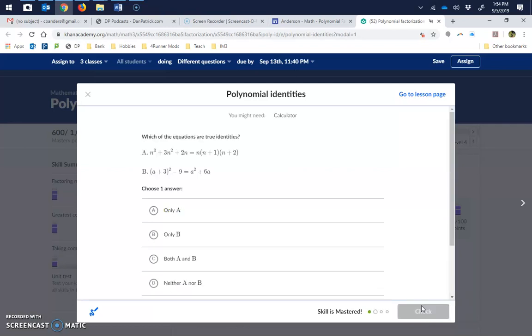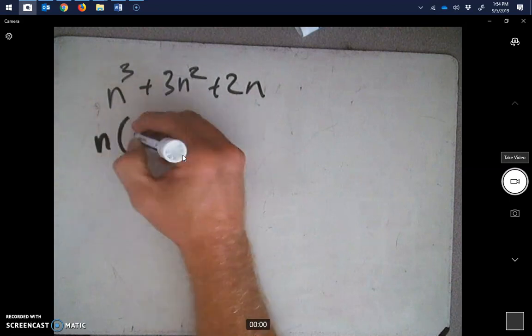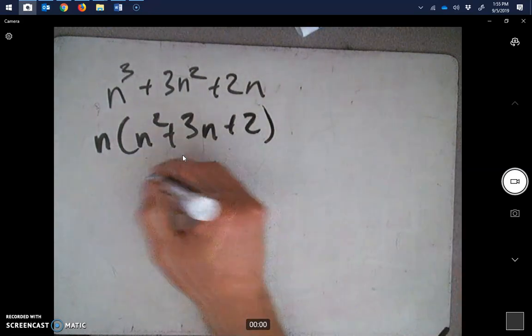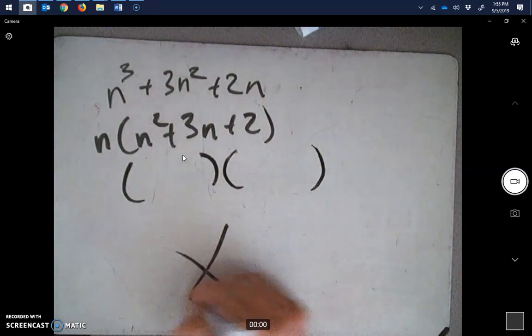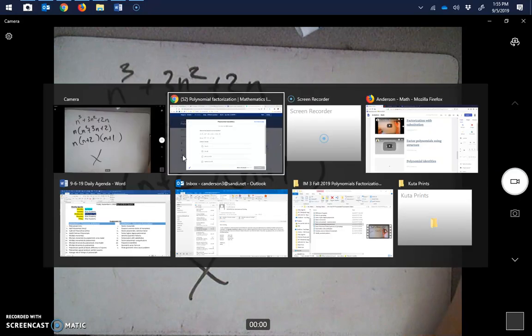All right, next question. Which of the equations are true identities? So the first one is they pull an n out. So let's write each one down. So n cubed plus 3n squared plus 2n. So if I pull an n out, I get n times n squared plus 3n plus 2. And if I were to factor that using the cross method, I would get n plus 2 and n plus 1 with n on the outside. Is that what we have over there?